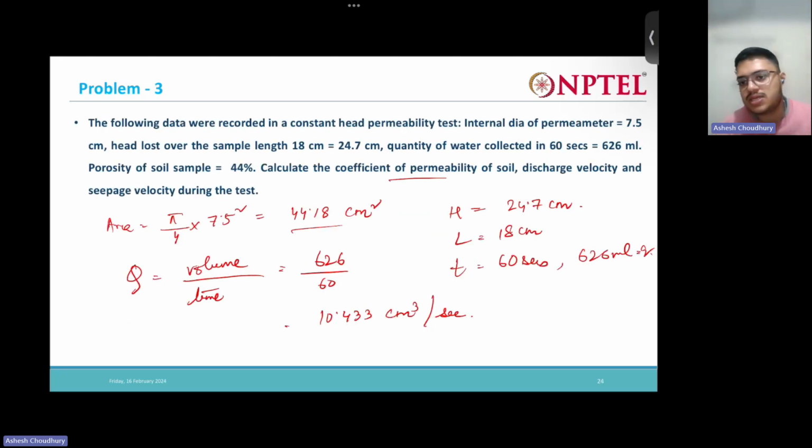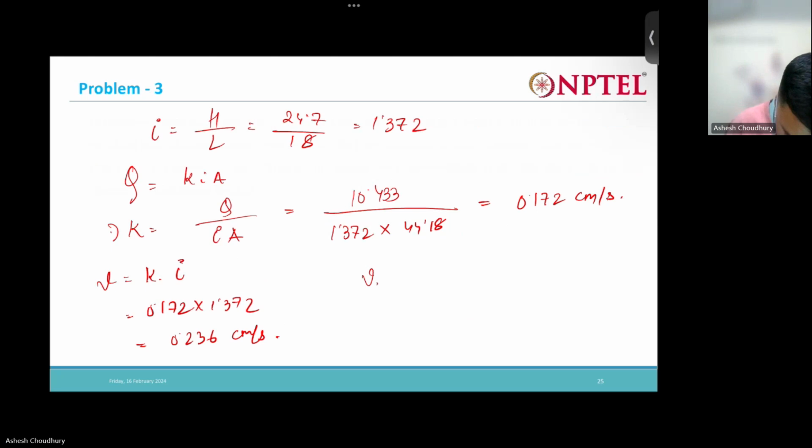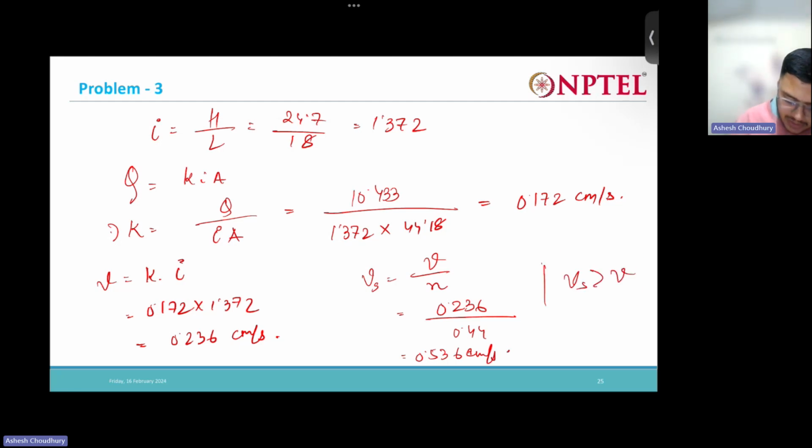Now the last thing is seepage velocity. This seepage velocity we discussed in the previous class. What is seepage velocity? Superficial velocity or discharge velocity divided by the porosity. Right? That will give the seepage velocity. And the seepage velocity is always greater than the superficial velocity or the discharge velocity. So Vs is always greater than V. Alright? So this was it.